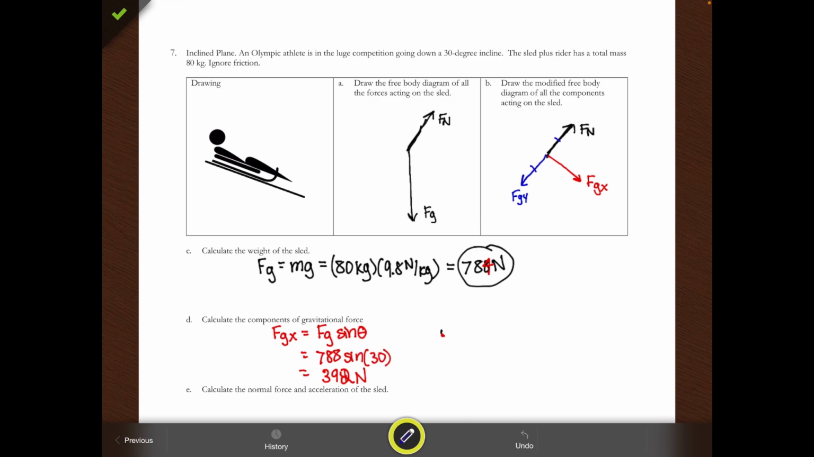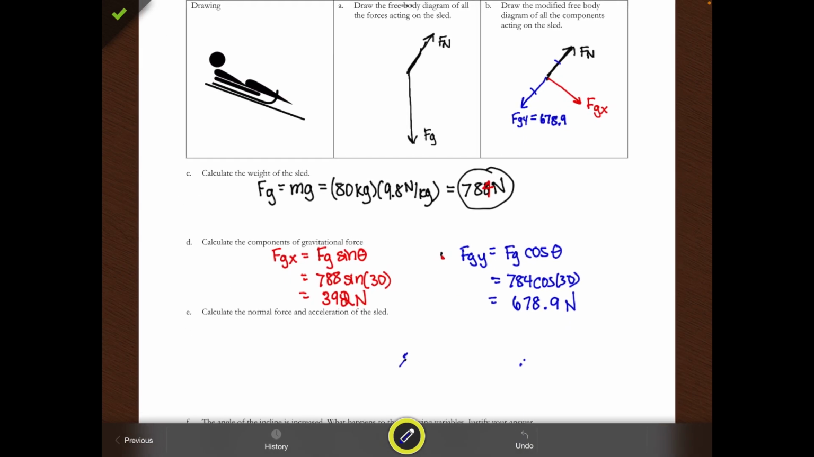In the y direction, FGY is going to be FG cos theta. So take your 784 cosine 30. FGY would be 678.9 newtons. Now that I have my components, let's go up to our free body diagram. We know FGY is 678.89, so that must also be equal to the normal force. FGX is the only force in this x direction, so that must be the net force causing the acceleration of our sled. So Fn equals FGY is 678.9 newtons, and the acceleration is F net over the mass.